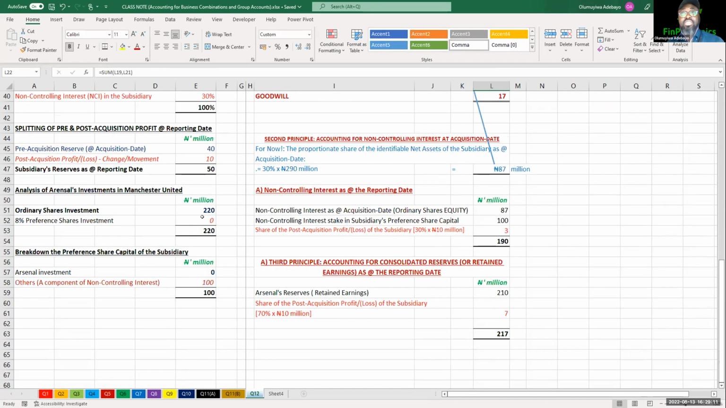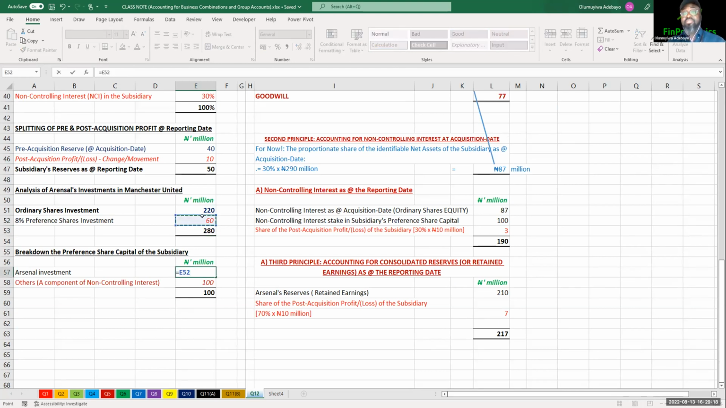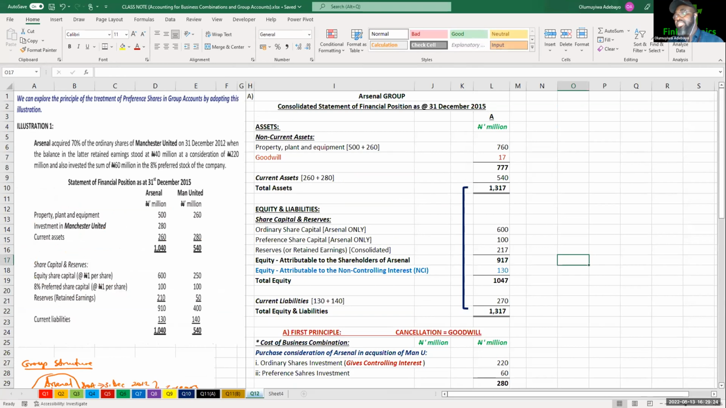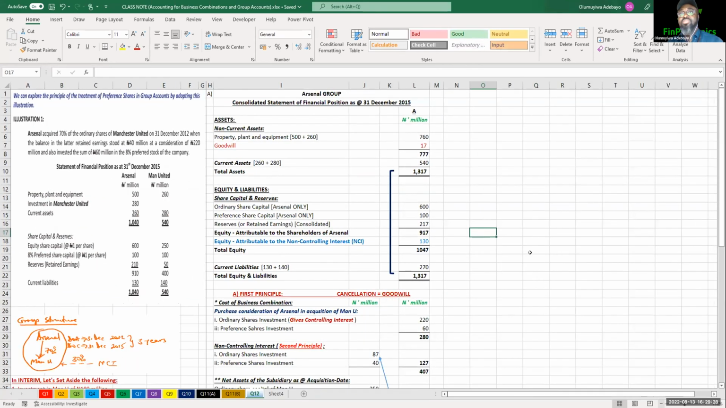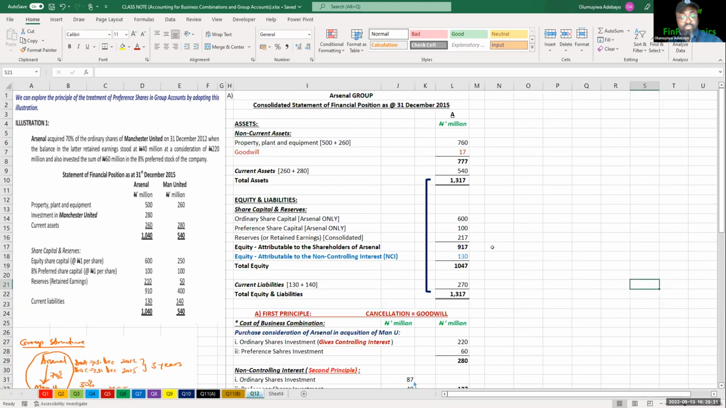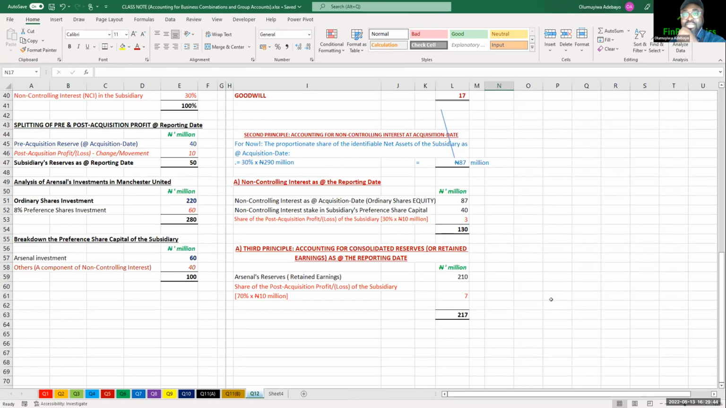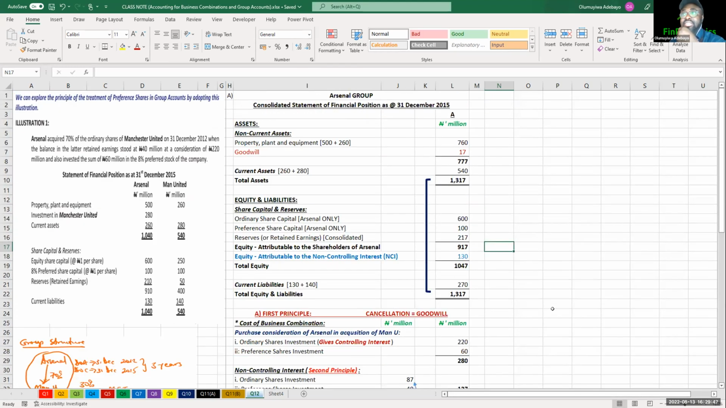Now let me return the figure to what it is, 130. Okay, and let me return this back to 60, which is the 60 we have here. Okay, and nothing's been equal. And that's just it. Any question? Okay. Therefore, we have been able to make justice to the principle of consolidating a subsidiary with the parent in a situation where the subsidiary has within its capital structure preference share capital.